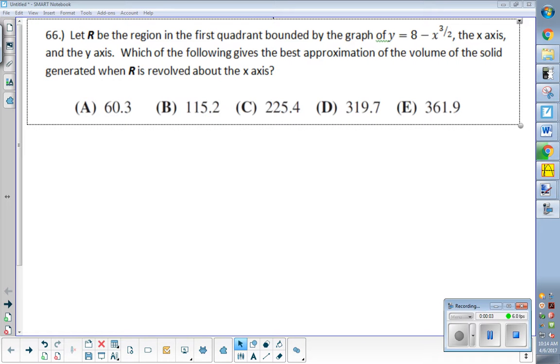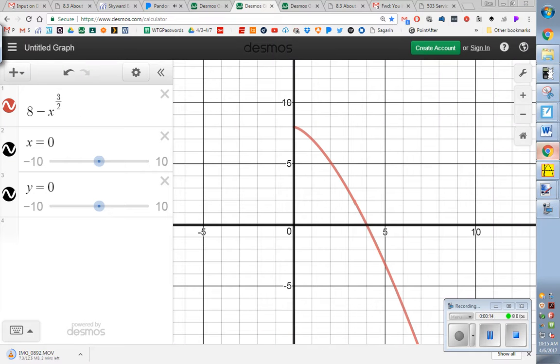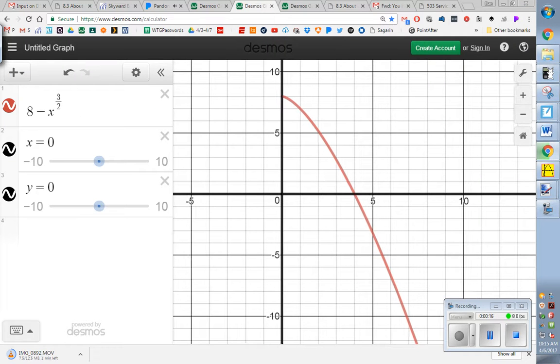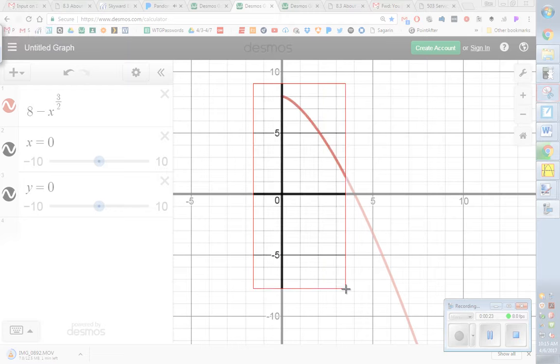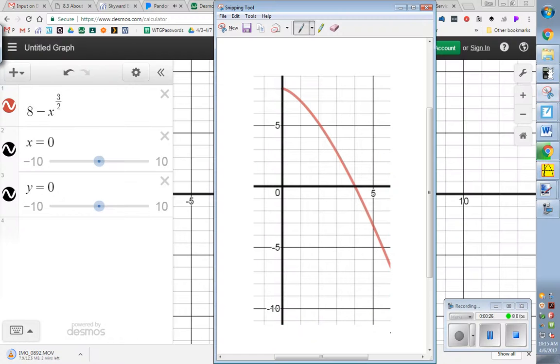R is the region in the first quadrant, bounded by 8 minus x to the 3 halves, the x-axis and the y-axis. Which is the best approximation of the volume of the solid if we revolve around the x-axis? So first thing I'm going to do is graph it. That would be my graph. The red line is 8 minus x to the 3 halves. It is the shaded region bounded in the first quadrant, so let's look at what that means here.